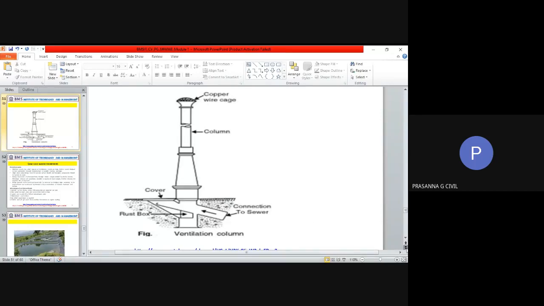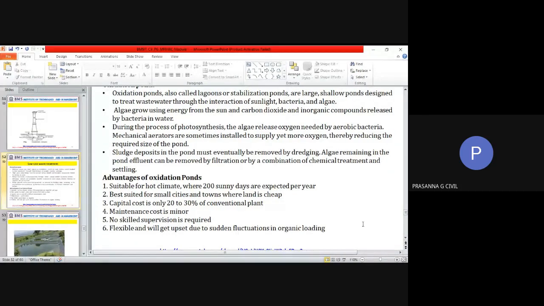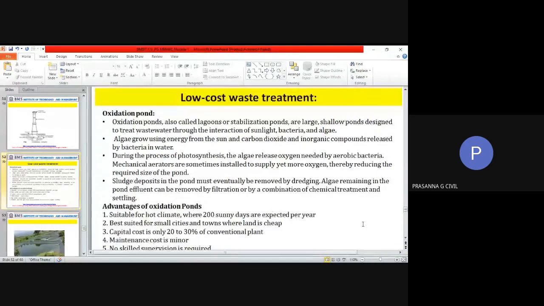Now, coming to what we talk about as low cost treatment. Actually, this was supposed to be in a treatment portion of your syllabus, but this low cost treatment is not included in any part of your syllabus otherwise, and in the CBCS scheme, they have merged it with this portion. And here we talk about only two types of low cost treatment.